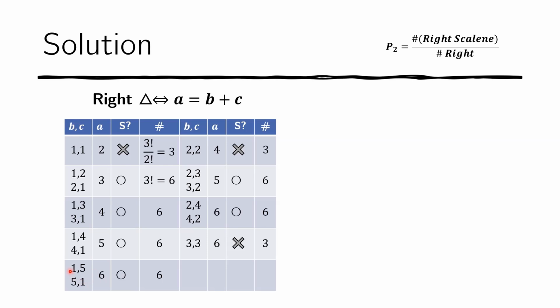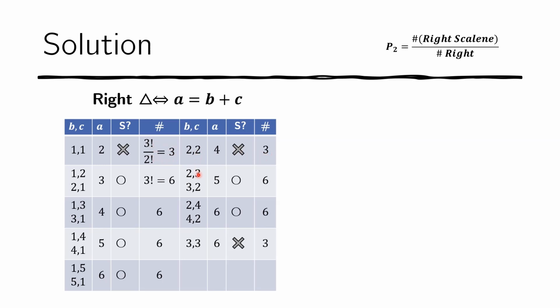So we now increment B from 1 to 2. So here we do B equals 2. Now C, we'd want to start at C equals 1, but we've already covered it here. So we need to start at C equals 2. Now 2, 2, what would be A? That would be 4. And is this scalene? No, this isn't, because 2 and 2 are equal, so not all three sides are different. So this is not scalene. And again, there are 3 permutations given these repeating values here. So we computed it in the same way here in 3.